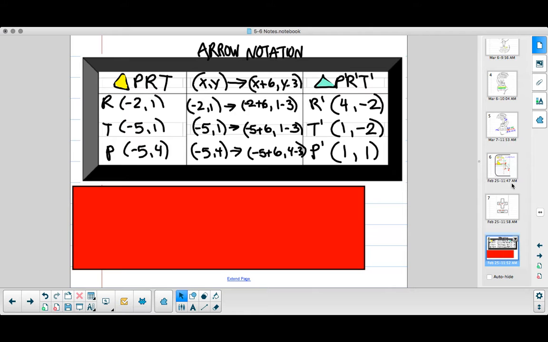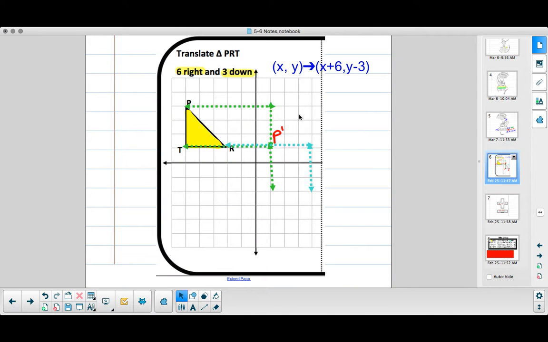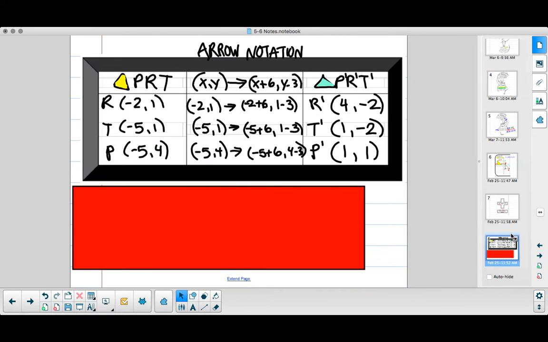So if you have to actually graph the triangle, then you are physically just counting each point, moving each point, sliding it over either to the left or the right, depending on if the value added to x is positive or negative, and then also up or down if you're adding or subtracting to y. But again, if you're not asked to actually graph it, they just want to know the coordinates, then you can really just do the addition or subtraction to each of the given coordinates.